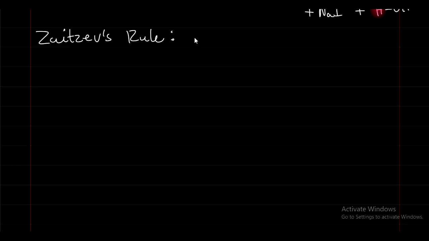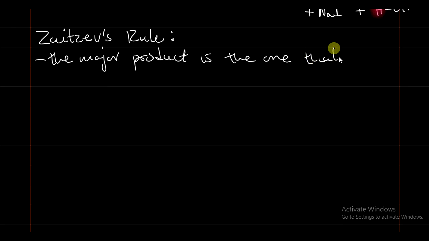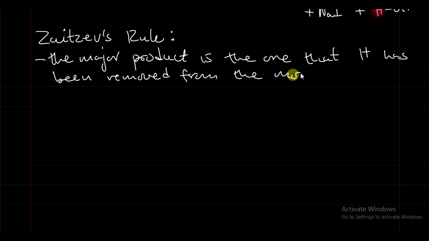So it's saying the major product is the one where the H has been removed from the most substituted carbon.